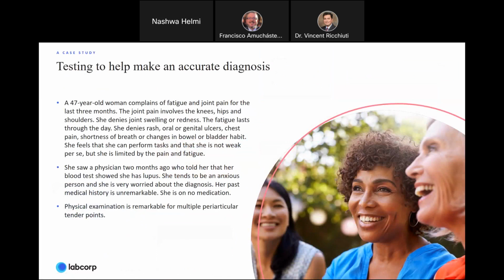A 47-year-old woman complains of fatigue and joint pain for the last 3 months. The joint pain involves the knees, hips, and shoulders. She denied any joint swelling and redness. The fatigue lasts through the day. She denied rash, oral or genital ulcer, chest pain, shortness of breath, or change in bowel or bladder habit.